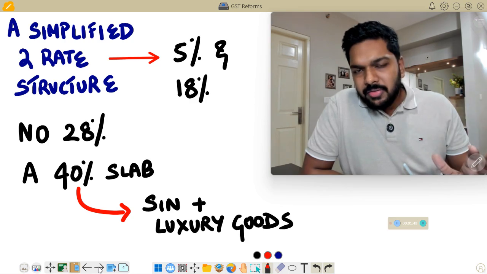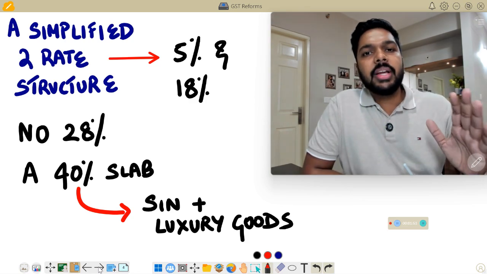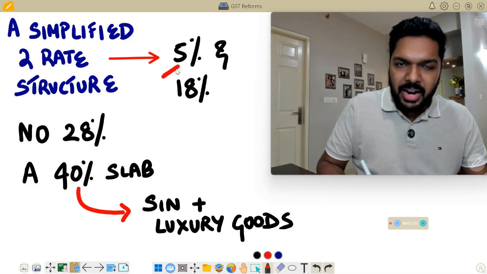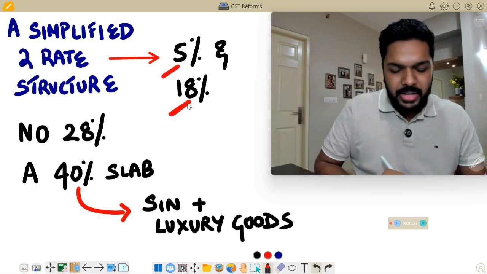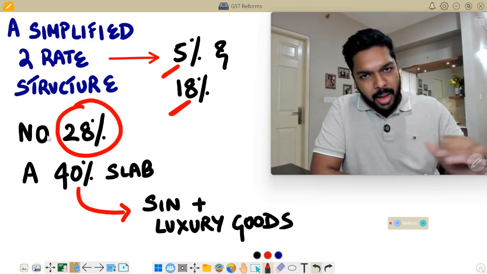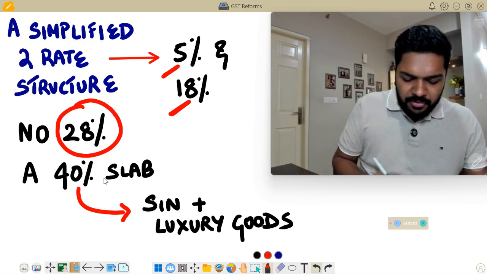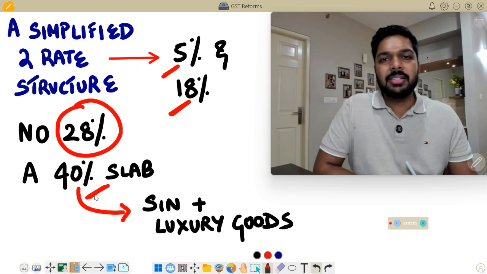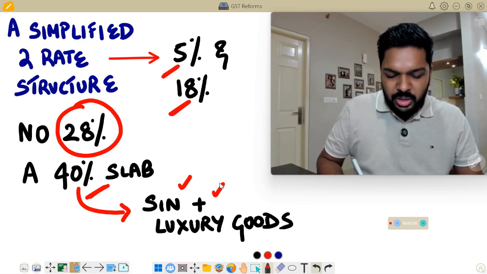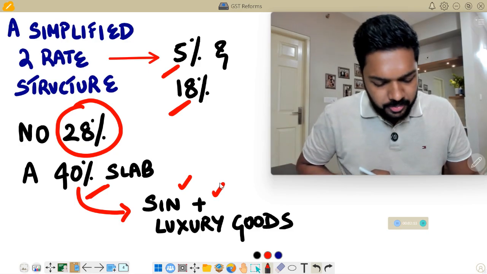So the objective is to have a simplified two-rate structure as a part of the new GST reforms, only a 5% flat and an 18% flat. The 28% GST is going to be completely abolished and abandoned. There is going to be a 40% slab, 40% tax rate on specific items known as sin and luxury goods, which we will talk about in the later part of the video.